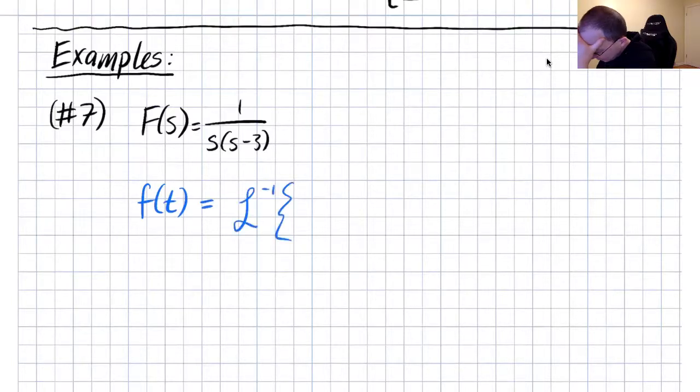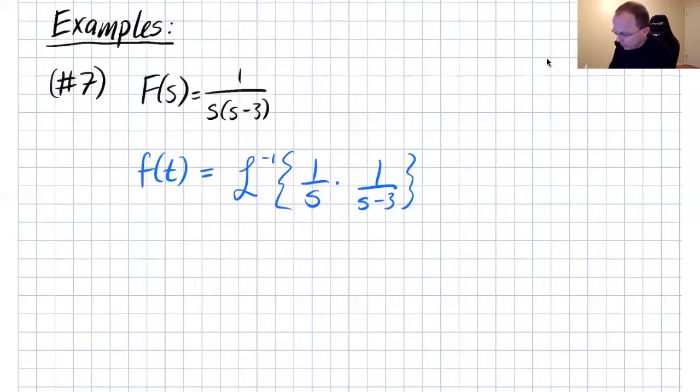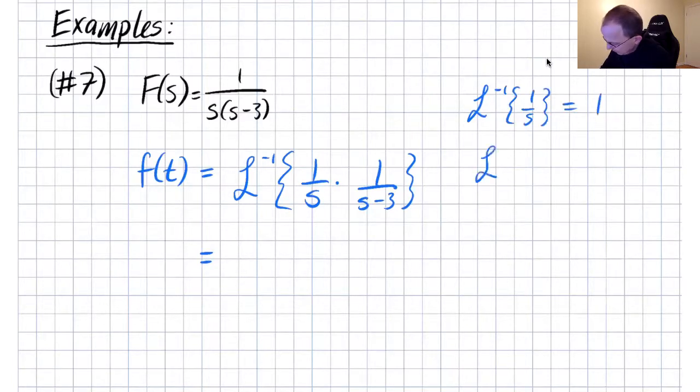And we notice that this is like 1 over s times 1 over s minus 3. And we know what the inverse Laplace transforms of those two functions are. The first one is what? So the inverse Laplace transform of 1 over s, that is 1. And the inverse Laplace transform of 1 over s minus 3 is e to the 3t.